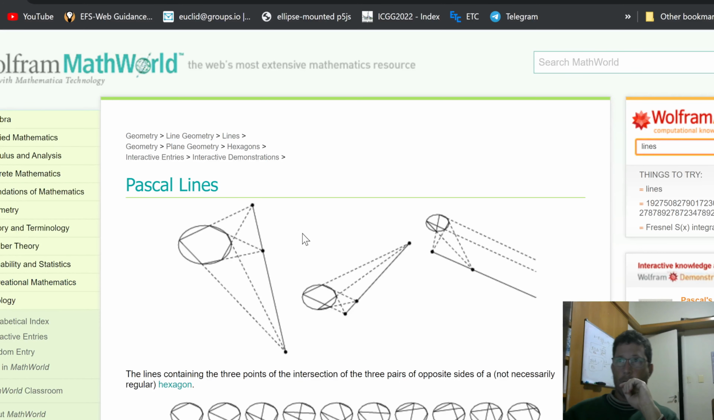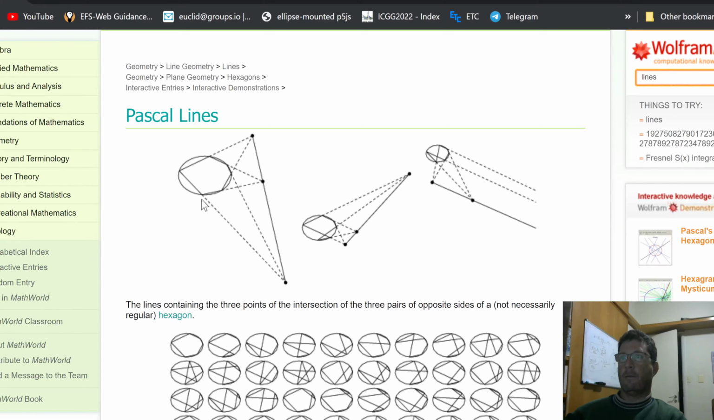So very quickly, let's recall what the Pascal lines of a hexagon are. Imagine that I have a conic inscribed hexagon. What I'm going to do here is take opposing sides of this hexagon. Here's one side, here's another one, and I'm going to intersect them at a point. And I have three cyclic ways of doing this for the same hexagon.